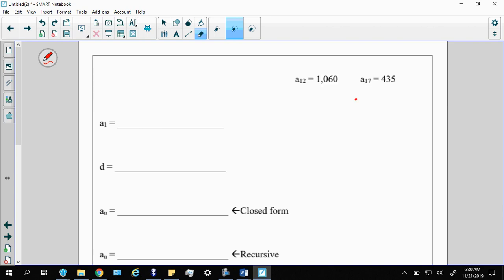Remember that, I don't know why I can't see my pointer anymore. Now I don't know where I'm writing half the time.